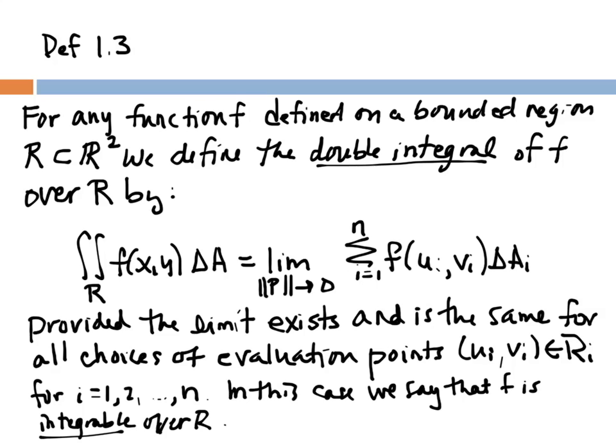And for all practical purposes, the only thing different between this definition and definition 1.2 is what? R. It's the only difference. It's how they've defined R. We specifically defined R before to be a rectangular region. Now we're generally defining R to be any region in R2.